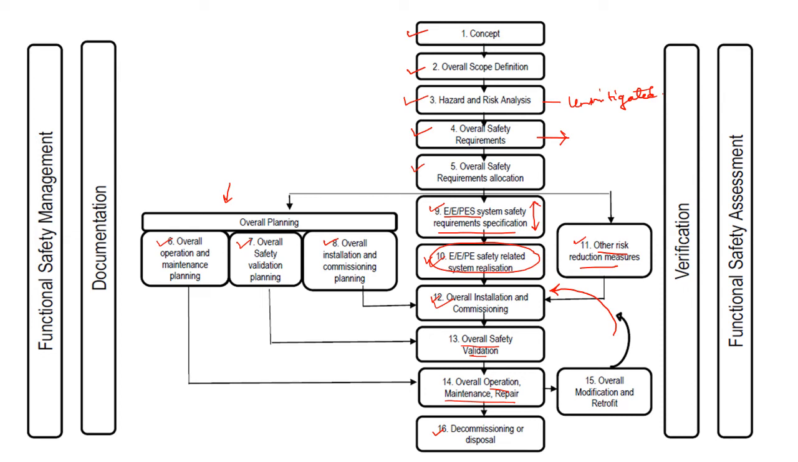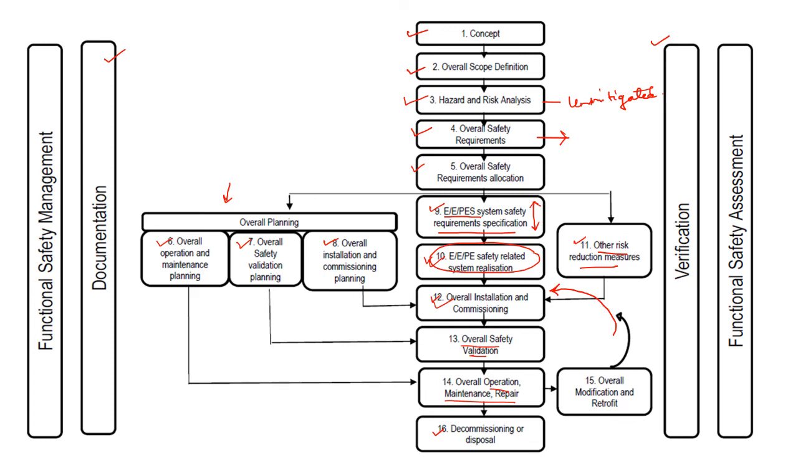There are a few more things going through the process, that is verification. Verification is checking whether you are doing something correctly or not, and it involves all the steps. When we are preparing the concept, we verify whether the concept is as per our requirement or not. When the overall scope is defined, we again verify it. So every step will have a verification step. And also documentation, because what you are doing should be documented.